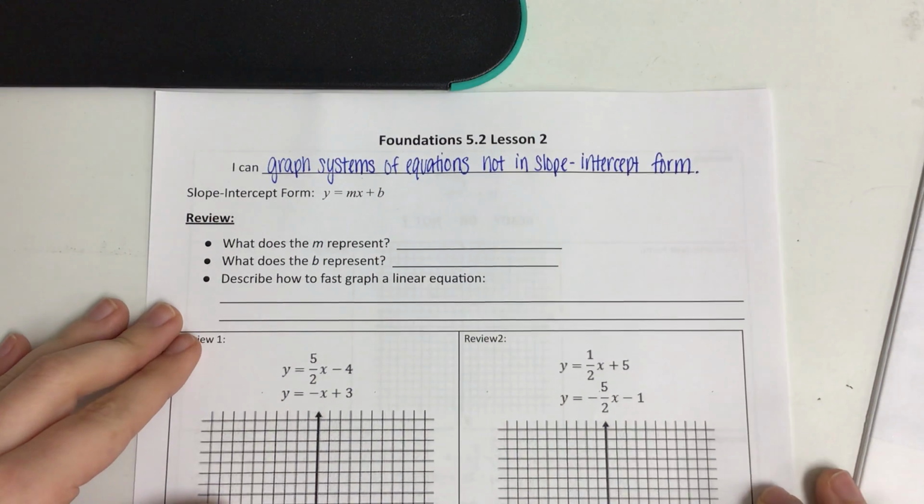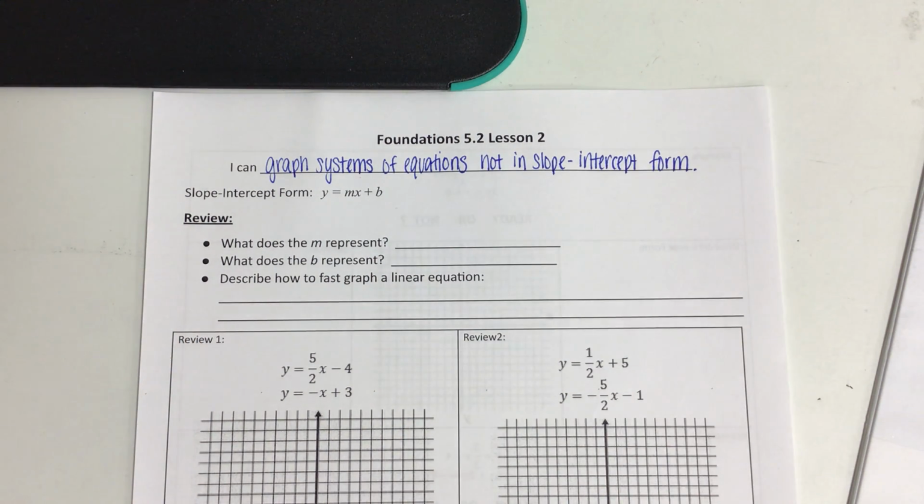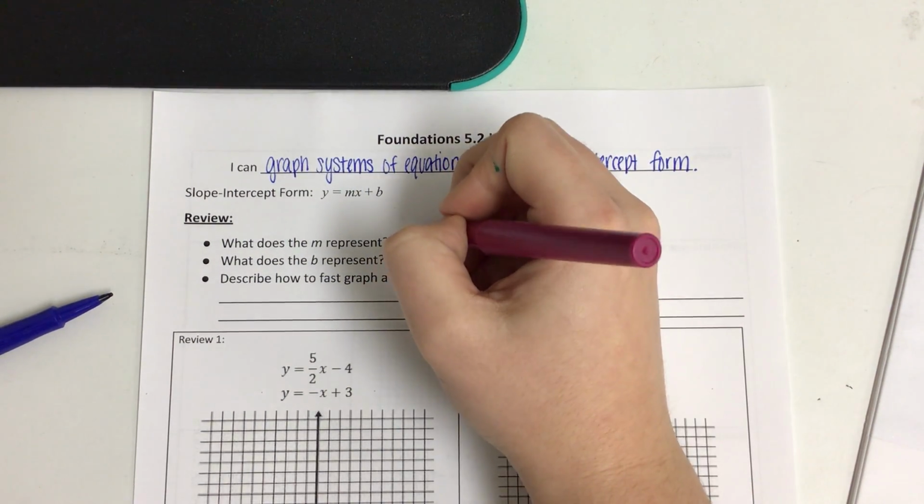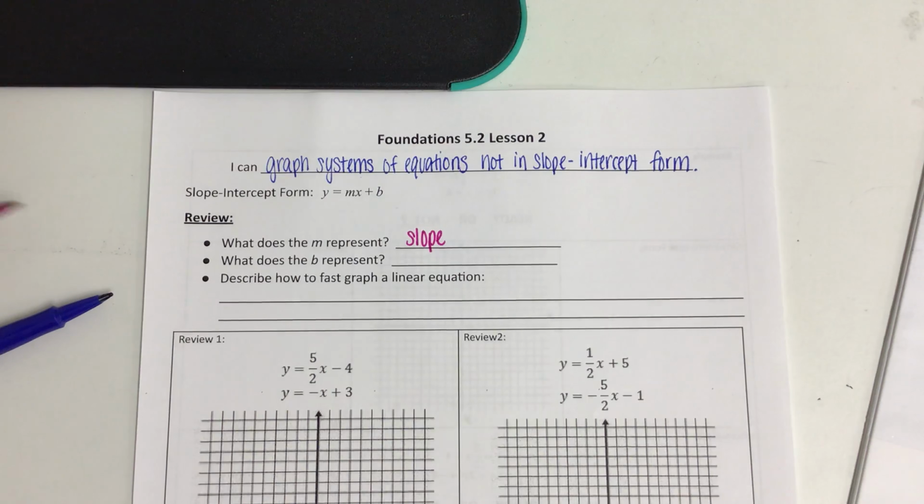Okay, so not in slope-intercept form is like what we did in 5.2 lesson 1, where we had to make all of our equations in the form y equals mx plus b. So just as a review, the m represents our slope, and the b represents our y-intercept.